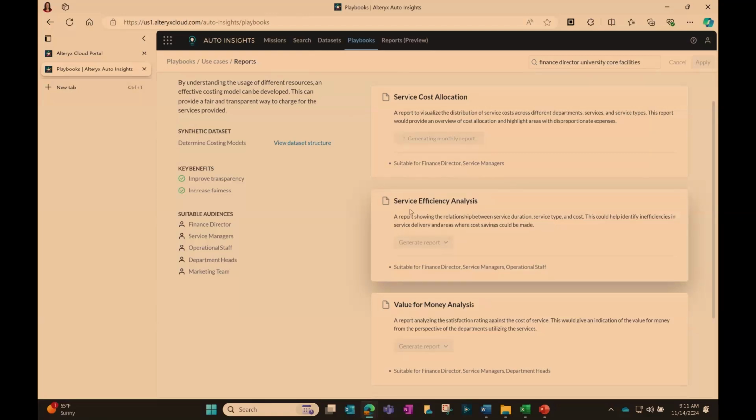But while it's doing that one, let's look at some of the other ones. For service efficiency, it was looking at the relationship between service duration, the service type, and the cost. It could help you identify where you have inefficiencies in your service delivery and areas where you could make some cost savings. Value for money analysis analyzes the satisfaction rating. So if I'm trying to get my service quality up or my stakeholder satisfaction, it gives an indication of the value for the money from the perspective of the department utilizing your services. So these are real. It knew the real use cases.